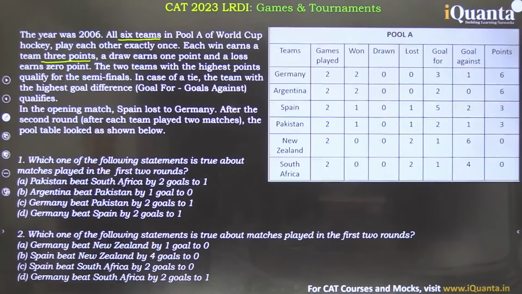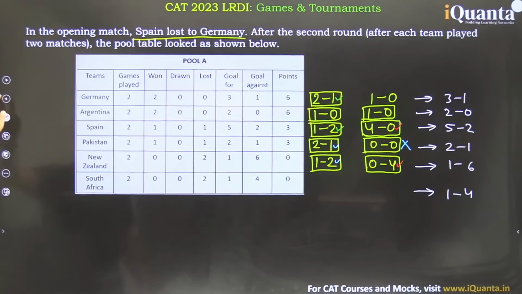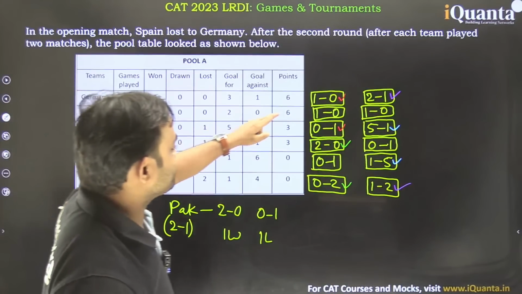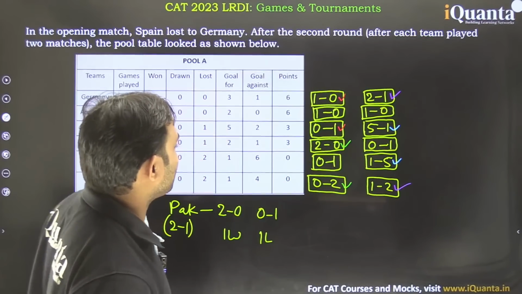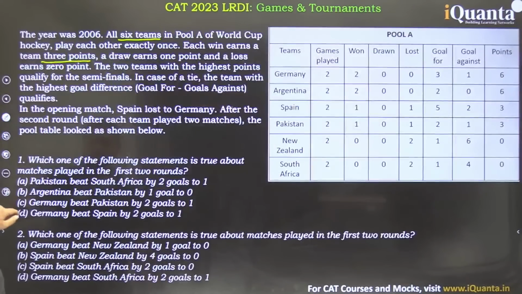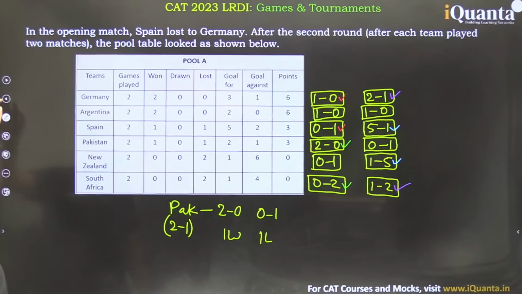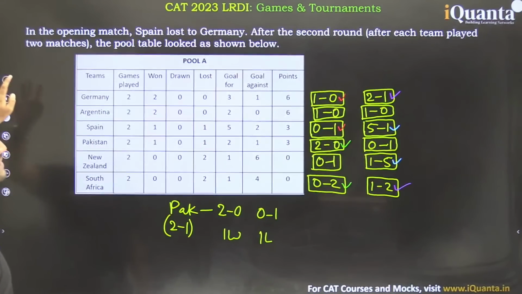Which of the following statements is true about matches played in the first two rounds? Pakistan beat South Africa by 2-1 goals. Pakistan beat South Africa, no, not true. Argentina beat Pakistan by 1-0 goal. Again, we can't say anything about that. Germany beat Pakistan by 2-1 goals. Is that possible? No, Germany did not beat Pakistan by 2-1. Germany beat Spain by 2-1 goals.